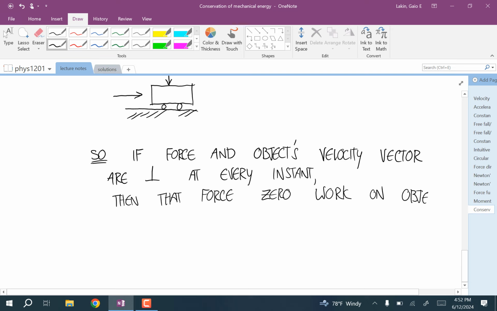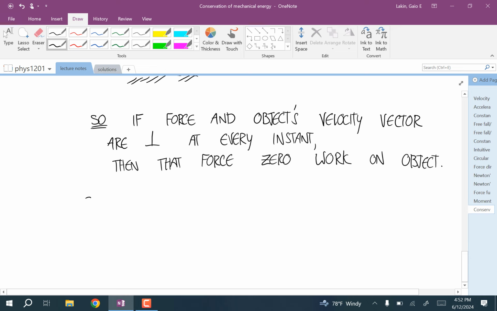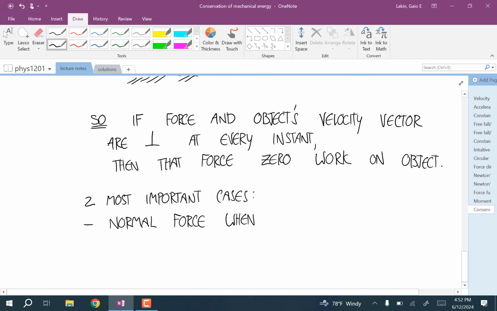There are two cases that we're going to see all the time where this happens. So here are the two most important cases. The first one is the normal force, the pushing force from the surface in an object that's either rolling or sliding.